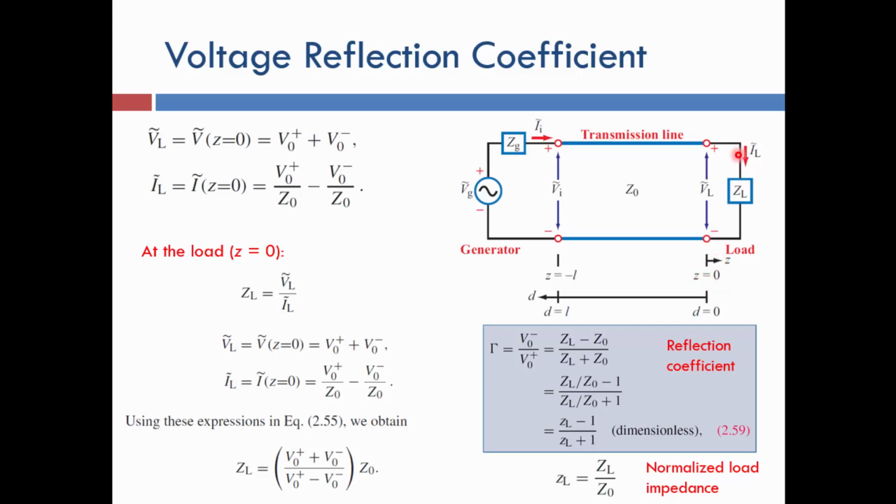Okay, the end of the transmission line is z equal to 0, so this voltage represents the voltage across the load. Also, if we measure the current at this position, this current represents the current which will pass through the load, so the ratio between them will represent the impedance of the load.